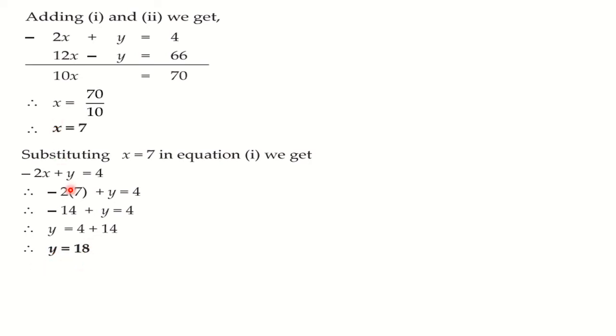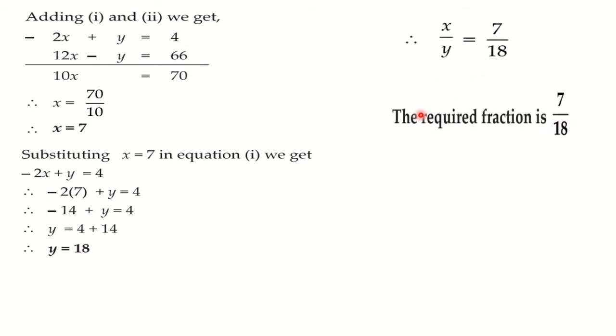We got x, we got y. From that we can write down the value of x upon y, which is our fraction 7 upon 18, and then write down the final answer in words. Therefore the required fraction is 7 upon 18. Correct?